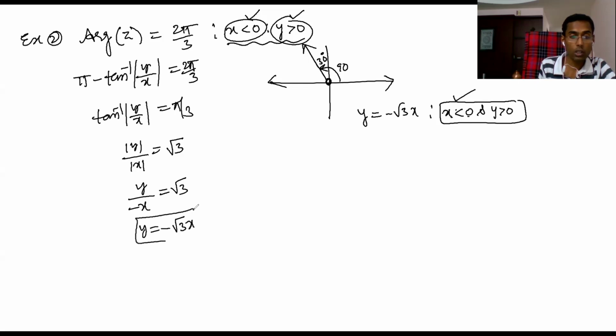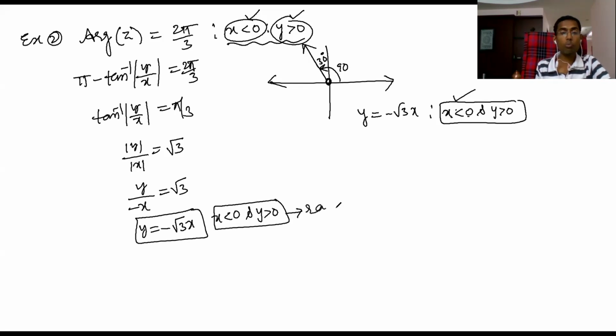I wrote this one. So what you should understand, x less than 0 and y greater than 0. You should understand this is the condition. So this is what the ray is. What you get is the ray. So then I proved that if argument of z equals 2 pi by 3, or argument of z, see. So finally, conclusion is this one.